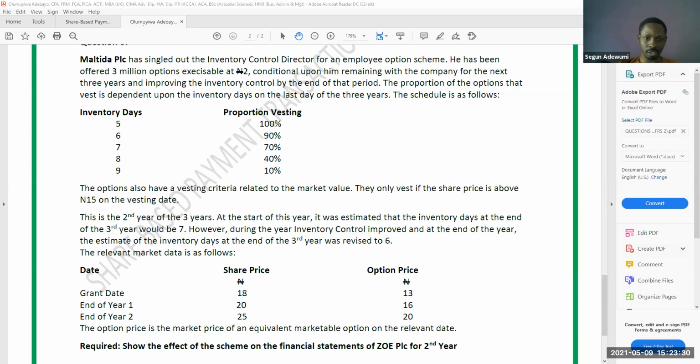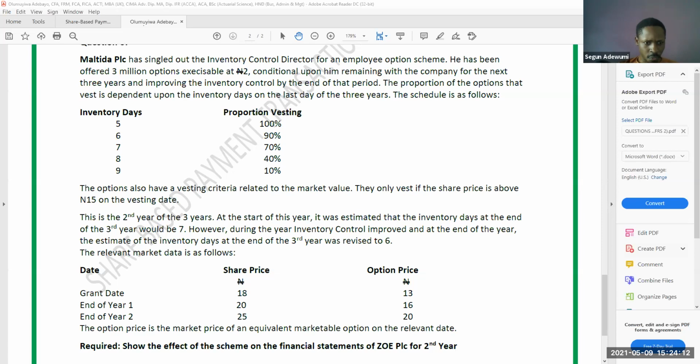Now, we realize that the employee actually satisfied the market condition, because from grant date to the end of the second year, there was improvement, from 18 naira to 25 naira. That shows that he has satisfied the condition. But the only bone of contention is the inventory days. The inventory days is talking about the movement of the inventory, how quickly the stock is being converted to sales.